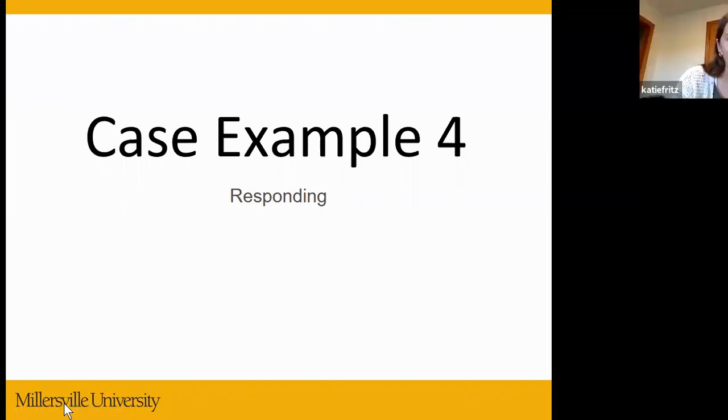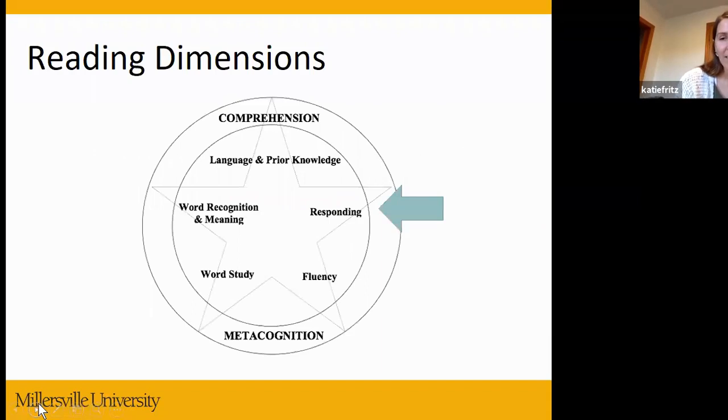And I in case 4. So my case covered the reading comprehension responding dimension.